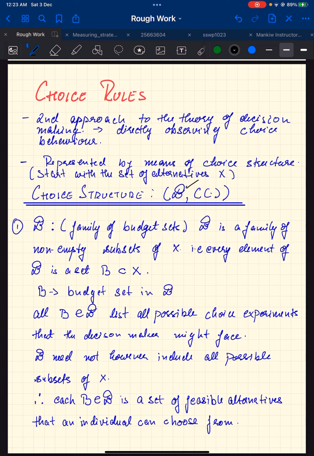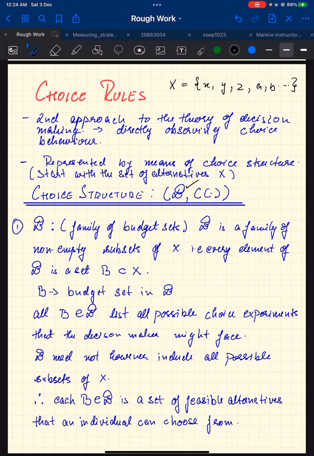So let's look at each of these elements. Curly B is a family of non-empty subsets of X. So remember we said there is a set capital X which might include alternatives x, y, z, a, b, etc. From these n number of alternatives, there are certain budget sets that come out, and curly B is a collection of all of these sets.